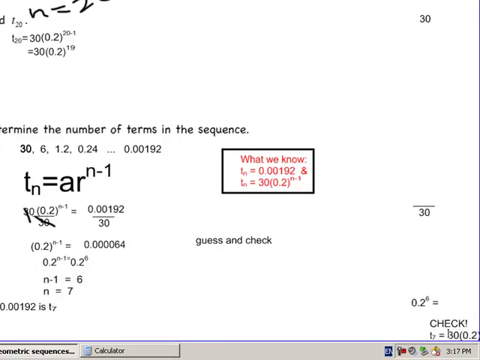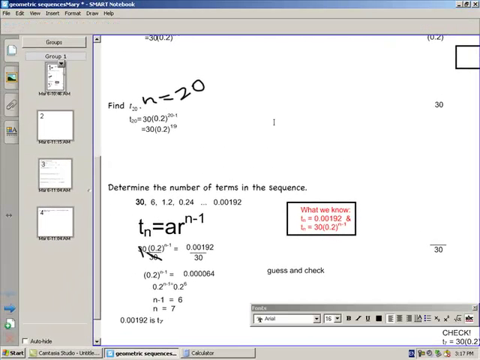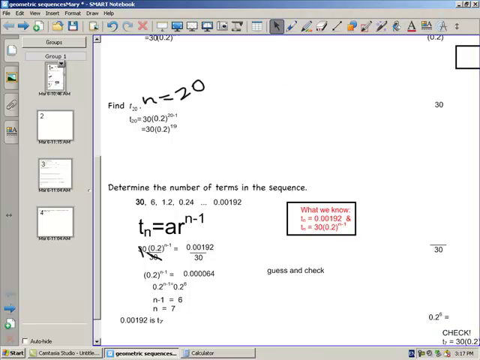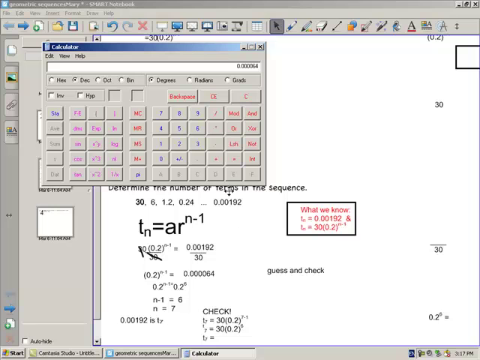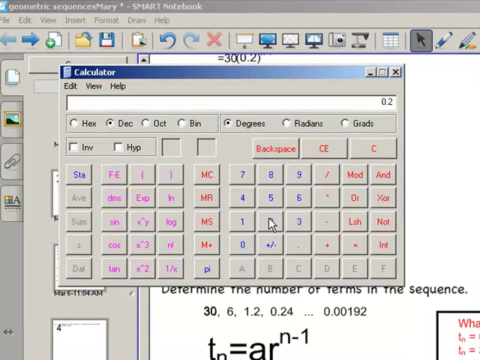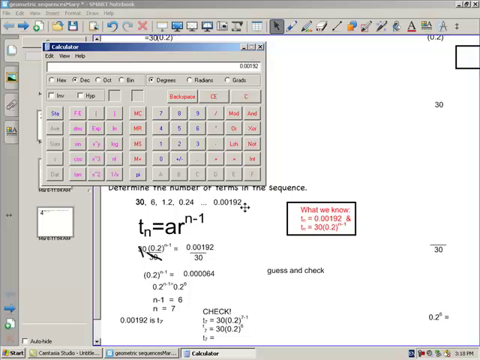Can you check? Of course you can check. And of course I have checked because I wanted to be sure. And here is the check. This is the check for my final answer to make sure it was correct. T7 is 30 times 0.2 to the 7 minus 1, which is 30 times 0.2 to the 6. And let's get a calculator. And let's see if the calculator does BEDMAS. 30 times decimal 2 to the exponent 6 will give us 0.00192, the exact value we were looking for.